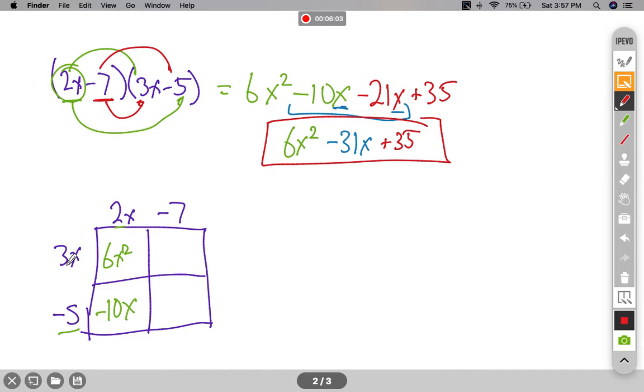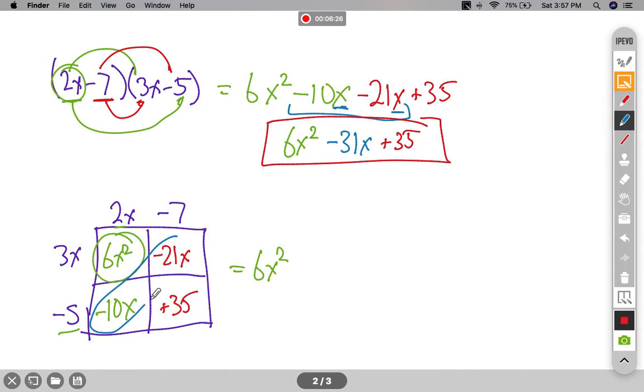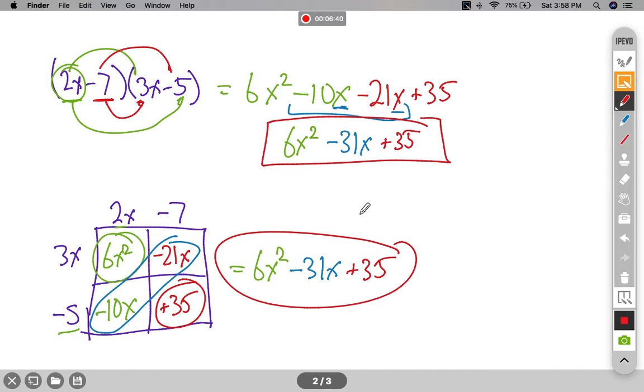I take the negative 7 times the 3x, I get negative 21x. I take the negative 7 times the negative 5, I get the plus 35. And then I just add all of these pieces together. So I got 6x squared. That's the only x squared. But when I'm looking at the x's, both of these are x terms. So negative 21 and negative 10 is a negative 31x. And I'm left with this 35, which happens to be the same thing I got before. That works out really nice.